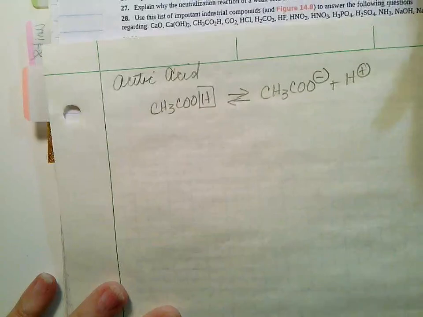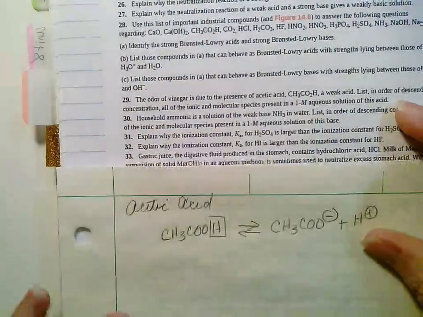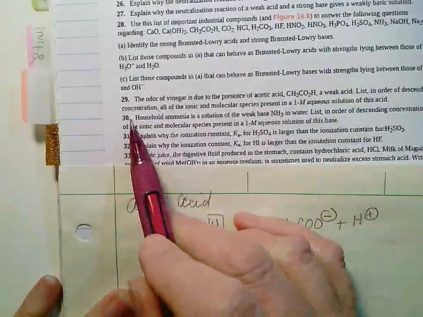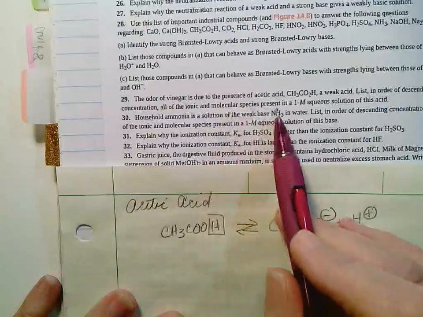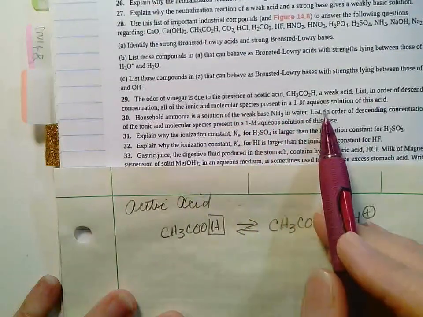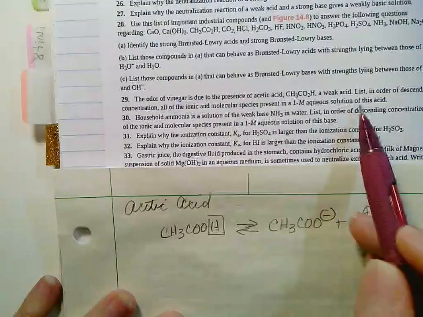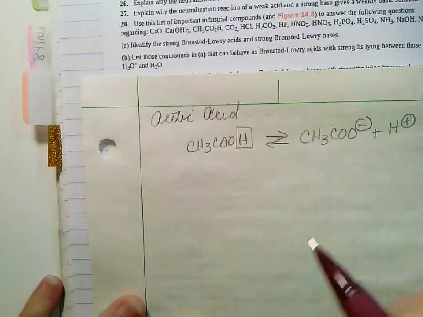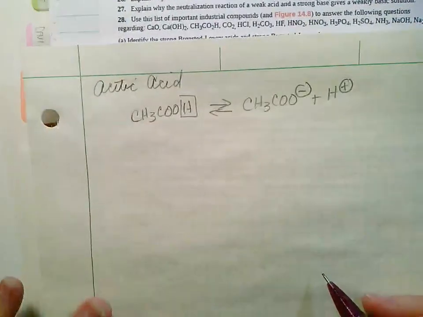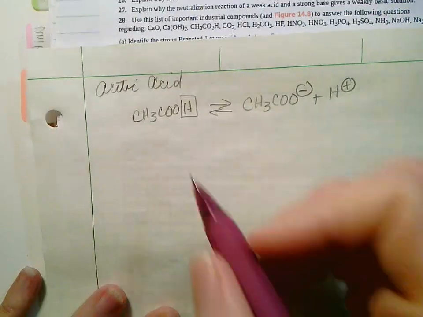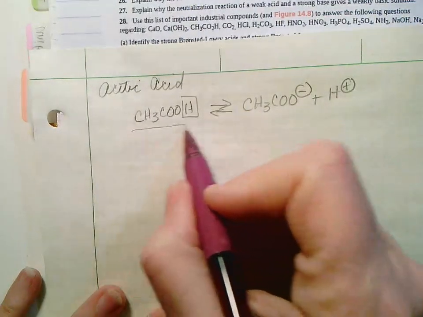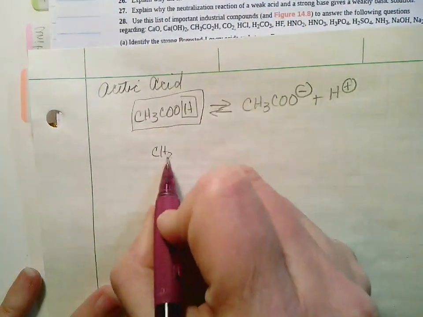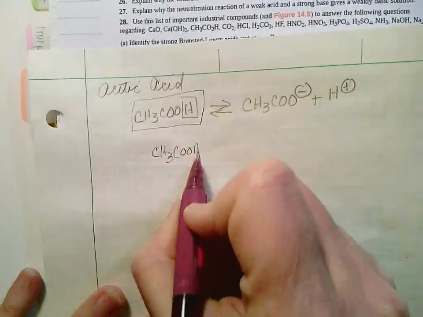But let's go back and look at the question. It says the odor of vinegar is a weak acid. List in order of decreasing concentration all of the ionic and molecular species present in a 1 molar aqueous solution of this acid. So, since it is a weak acid, that means that most of acetic acid is going to be found unionized. This will be my major species. So the highest concentration is going to be acetic acid that just sat there and did nothing.